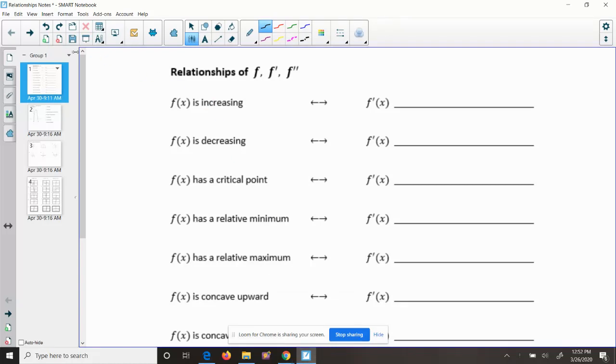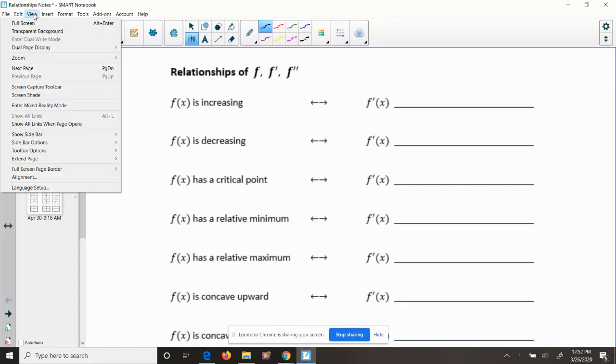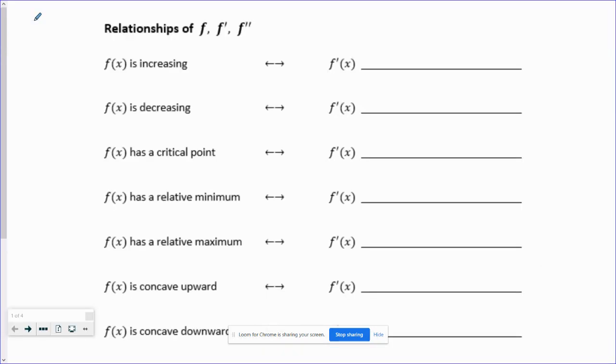Okay, guys, I am going to try to do this if it'll work.